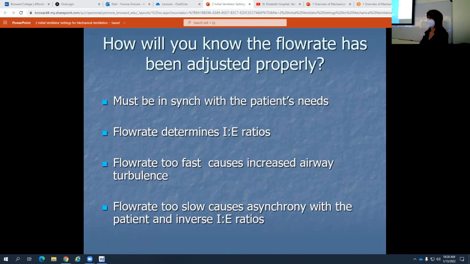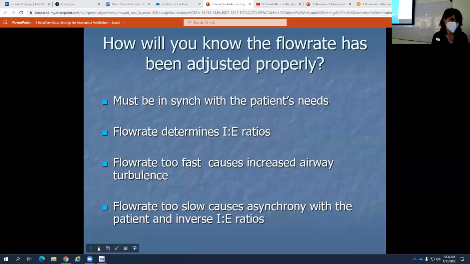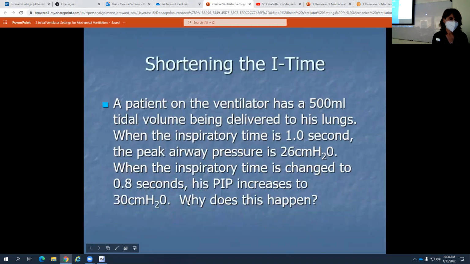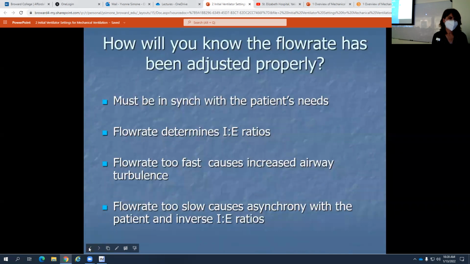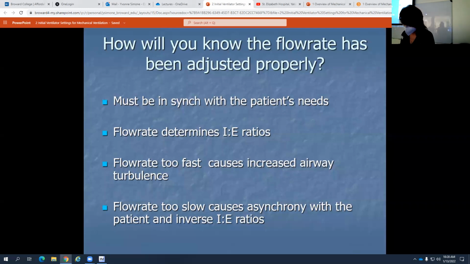So it almost is like a cookbook, where the more you do this and the more you work with setting the inspiratory times and the flow rates, the better you get with it. I think that's all I wanted to tell you this week. Yeah, so we'll stop here for test 1A.